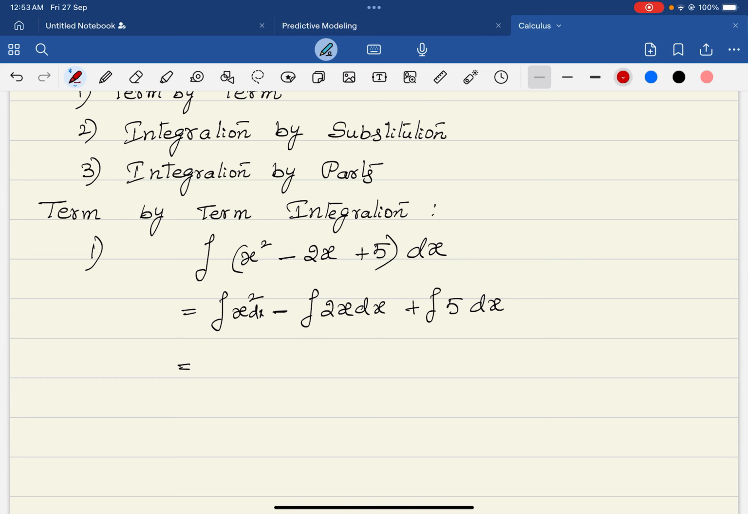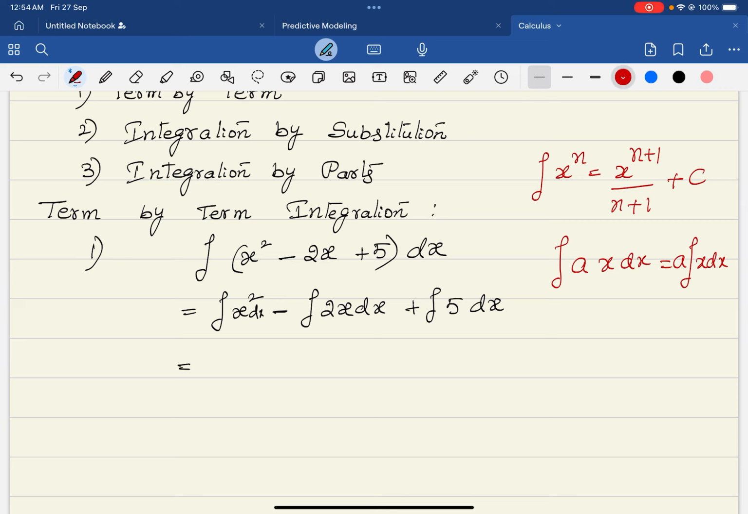I hope the formulas are very clear. Integral of x power n is given by the formula x power n plus 1 over n plus 1 plus the constant. This is the formula we are using. And if you have any constant, suppose a times x dx, you take a outside of the integral and then integrate x dx.